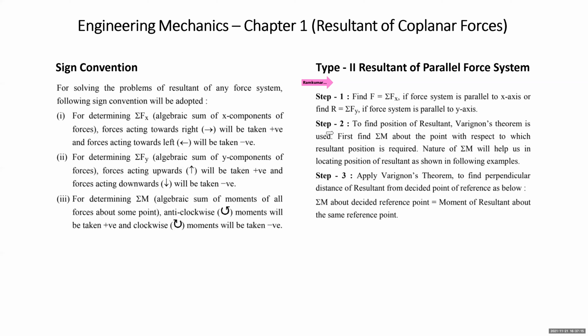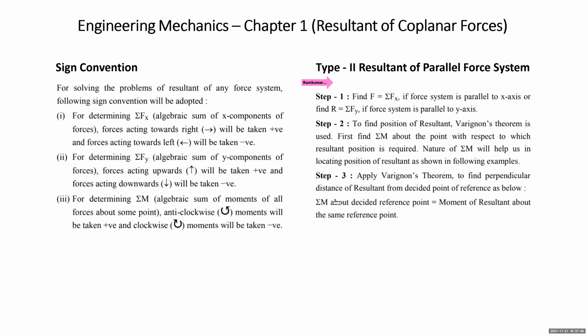Next comes position of resultant. To find the position of the resultant, students, we need to know a reference point. This reference point may be given to you in the problem or may not be given. If they do not give it, then we select a point. Then with respect to that point, we find sigma M, the algebraic sum of moments of all forces of the parallel force system about that point. Once you get sigma M, it will be clockwise or anti-clockwise.